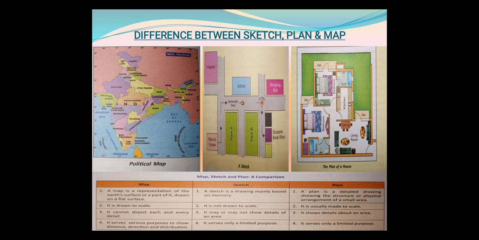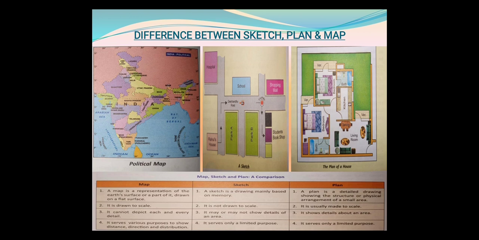Now, we will learn the differences between the three tools of the geographical features. Those are sketch, plan and map. We have already learned what is map. We will just see what is the difference between sketch and plan.